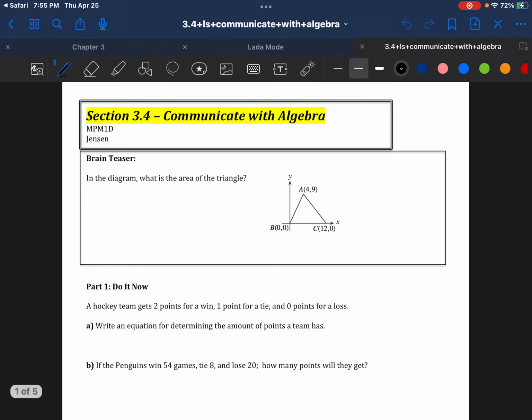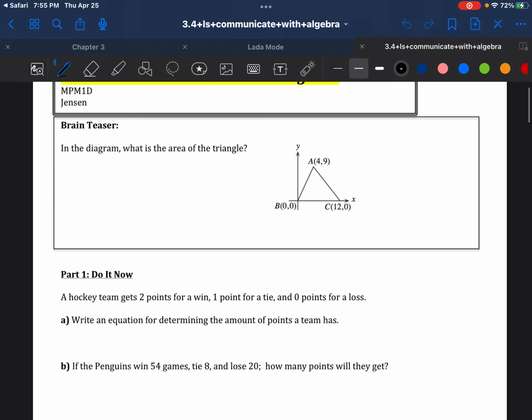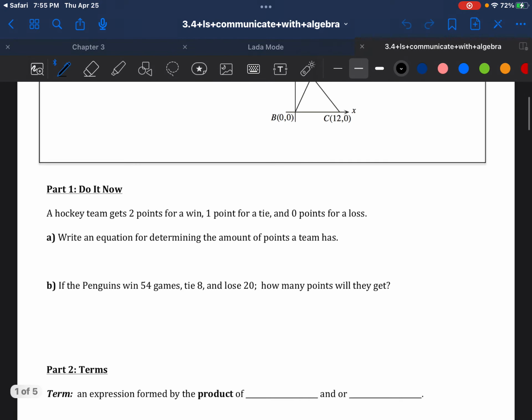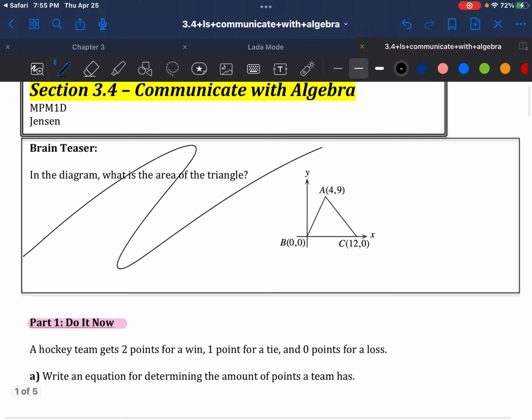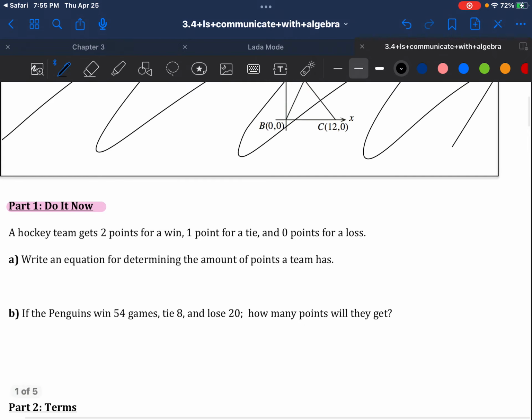Okay, so now we're gonna do communicating with algebra, just kind of related to exponents, but it'll all come together at the end. So part one, do it now. Let's start this. We don't have to do this because that's not related.